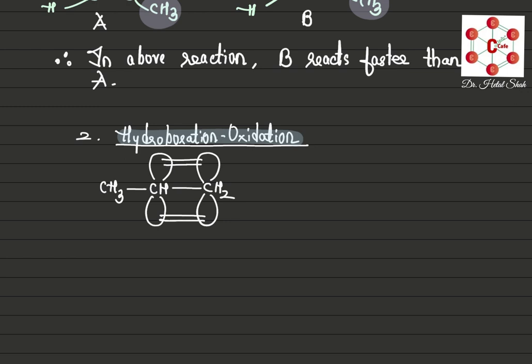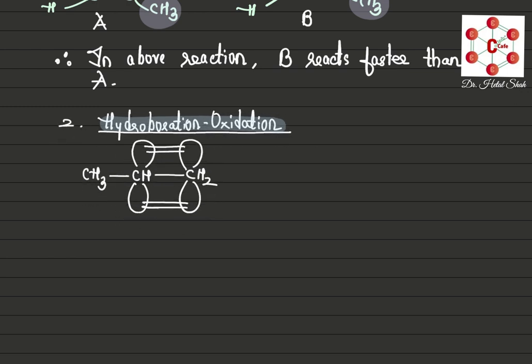Is that okay? I've just drawn a double bond like this. Okay. Now, I take BH3, which is called a borane.